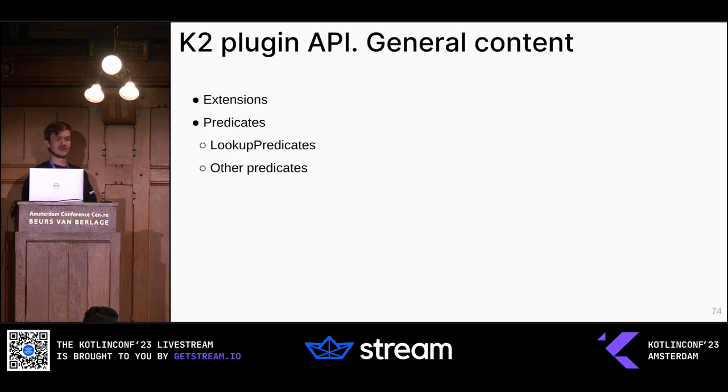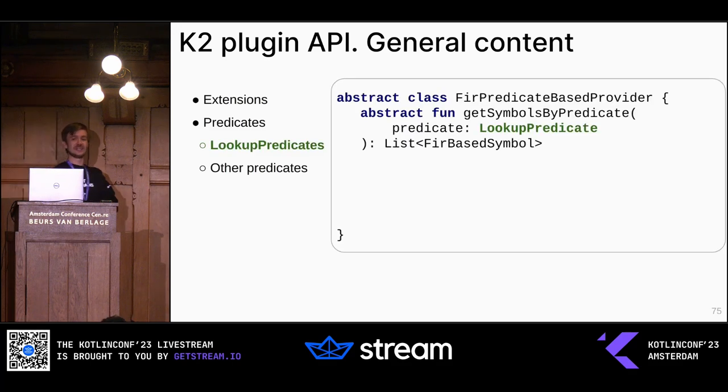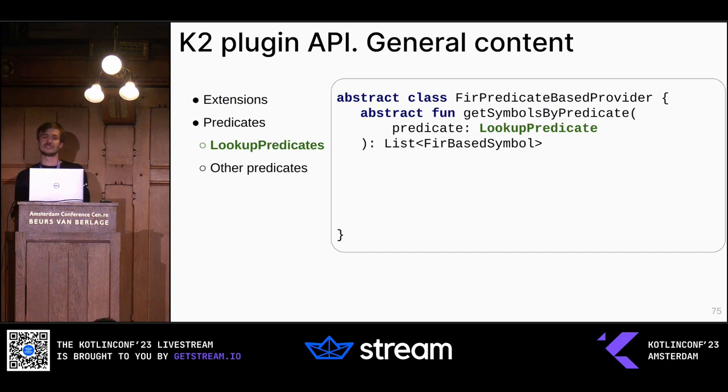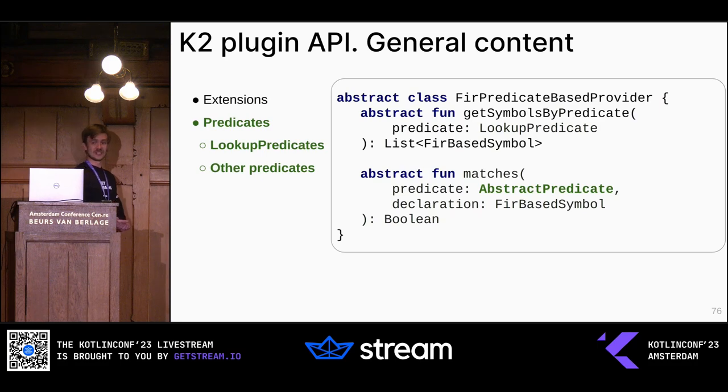Well, the second part is predicates. Generally, there are two kinds of them, lookup predicates and other predicates. Well, first, what is a predicate? A predicate just answers true or false: should we apply some transformation to a declaration or not? Well, lookup predicates can solve more general tasks. They can take a predicate and return a list of declarations on which the predicate is true. Other predicates have just matches. So this function accepts a predicate and a declaration and answers true or false.